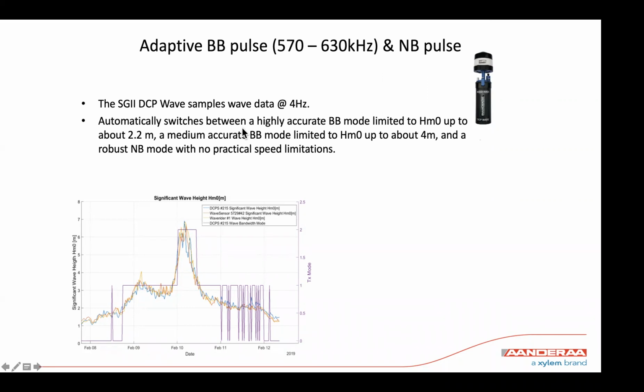And the unique feature that we have implemented here is that the instrument, when it's measuring waves, automatically switches between different acoustic modes. When waves are small and the orbital velocities are not so high, only some centimeters per second, we use what we call ultra broadband. It's a broadband pulse with a long silence time in between the double pulses. Broadband contains much more information.